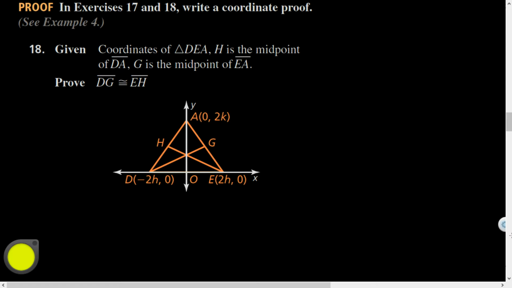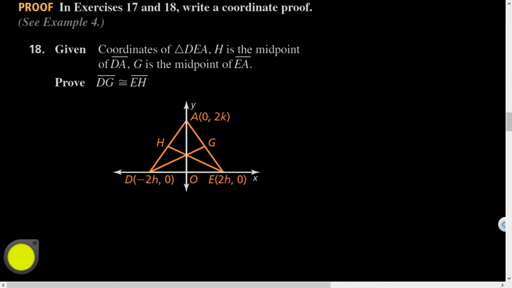So let's see. In exercise 18, write a coordinate proof. So it says given the coordinates of, what's the question? Wait, why did it skip like 15 or 16? I don't know. I asked you guys for the list. Well, we'll go with this. I can look back at it, or I'll show you the answers in a moment then, if you'd like.